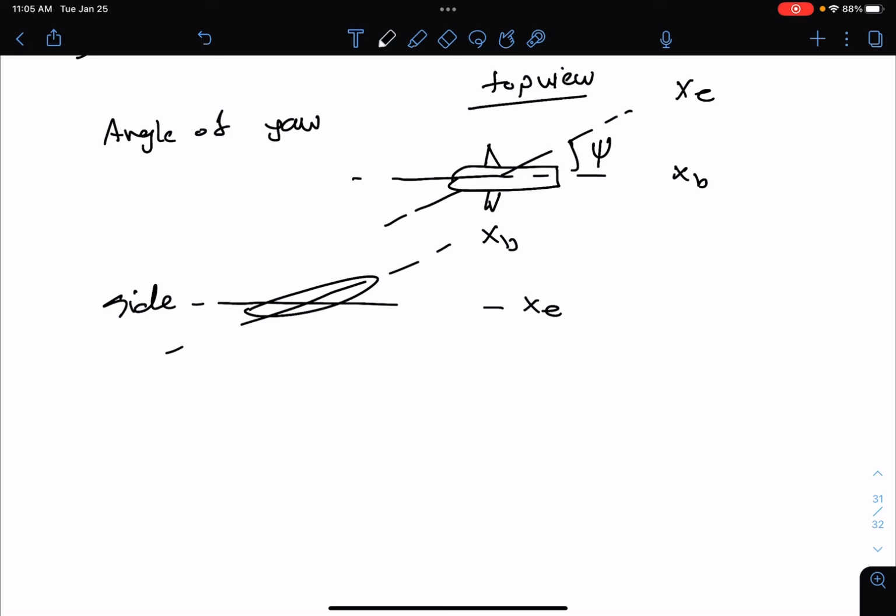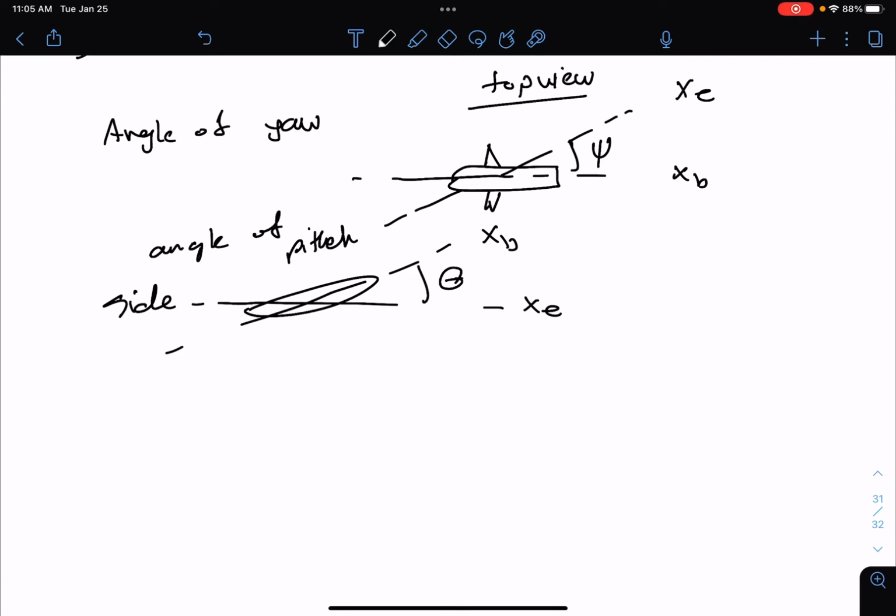The side view angle is a projection on a different plane. I mean, it's not a projection, it's the axis itself. And the angle of pitch is going to be this angle theta, right?